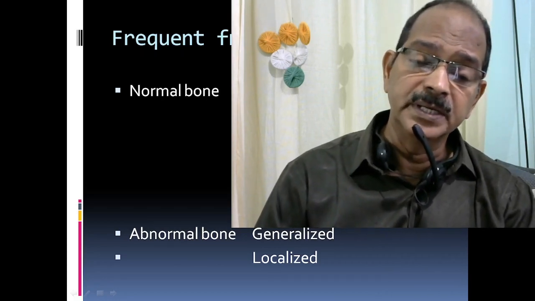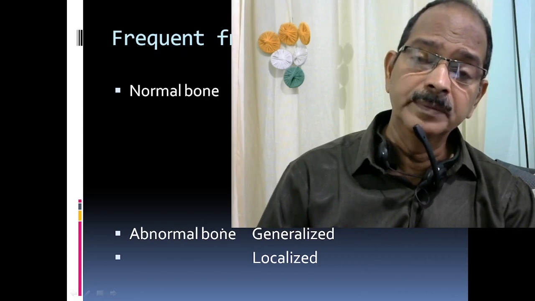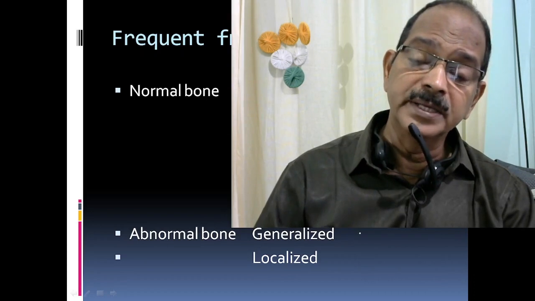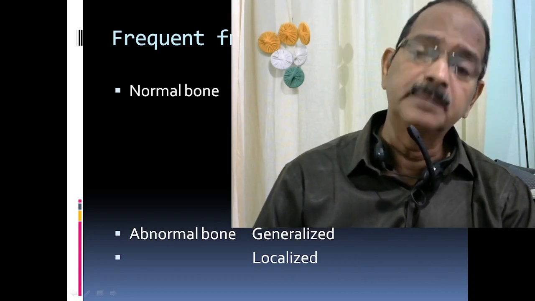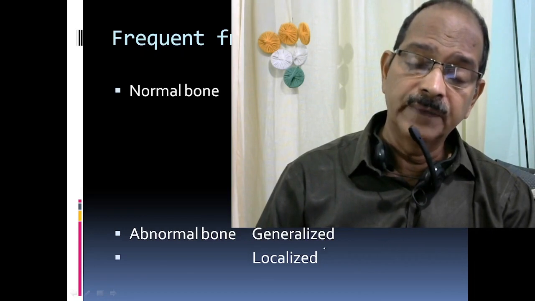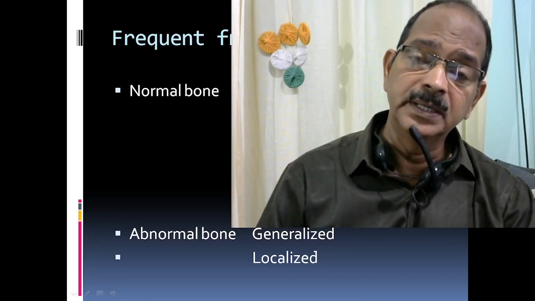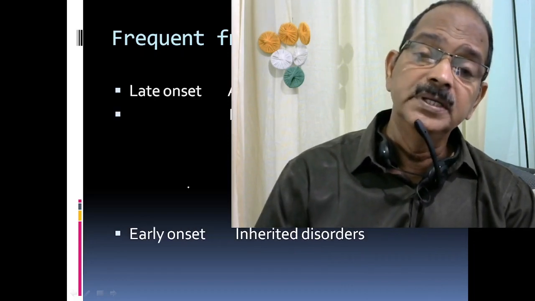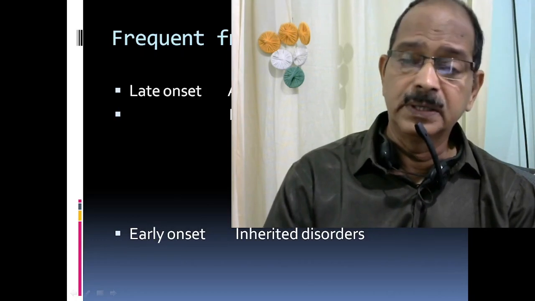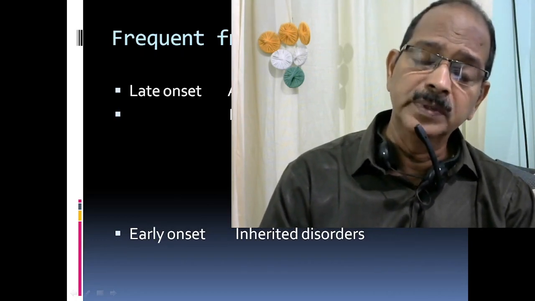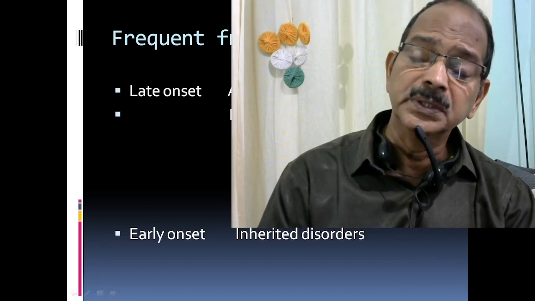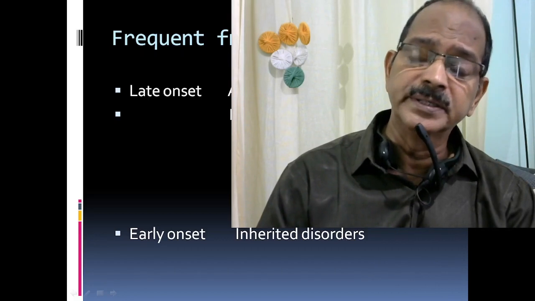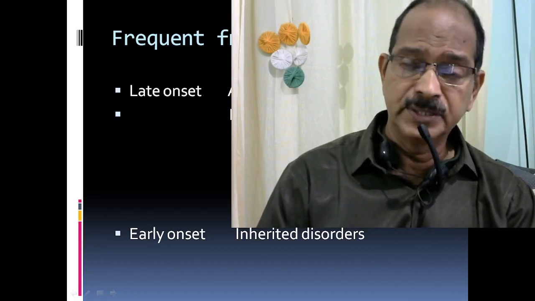The other situation is there's something wrong with the bone. That again can be on a generalized basis, the fracture occurring at multiple sites, or the fracture occurring in a localized manner, the repeated fracture occurring in one site only. The fracture can occur in a later age group, with initial childhood days or youth being normal. In such a situation, we consider acquired reasons for the fracture, but that's not the rule.